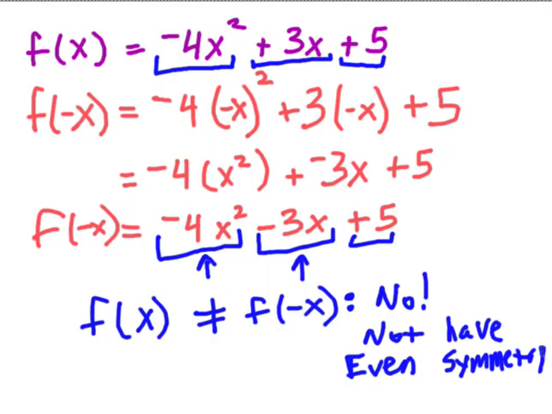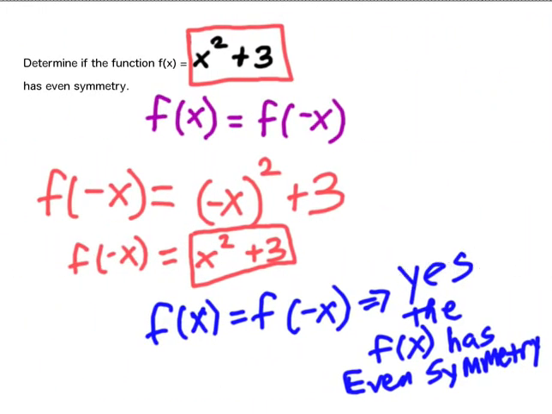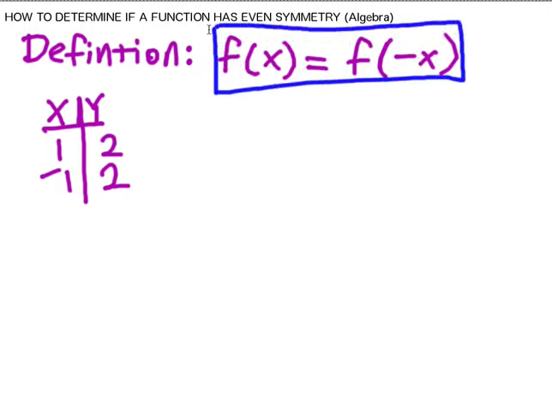So overall, when you're checking to see if something has even symmetry or not, all you're going to do is take the original function, plug in negative x, then do any algebra to simplify it down until you have everything back to just negatives if you need them, plus if you need it. Once you get it, compare f of x back up to f of negative x, and if they meet this definition right here, that means it has even symmetry.